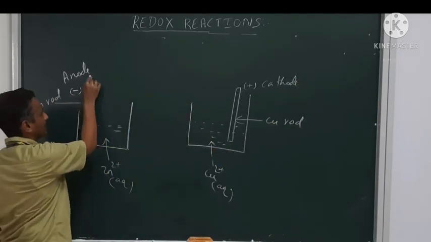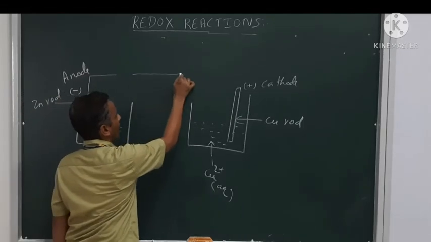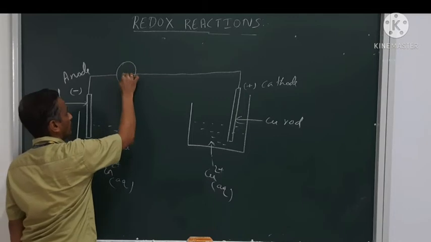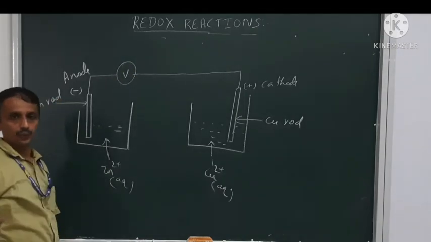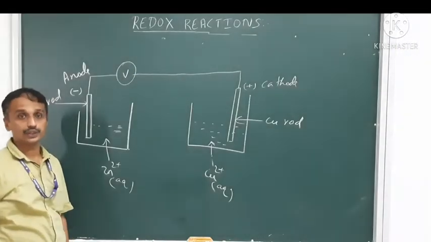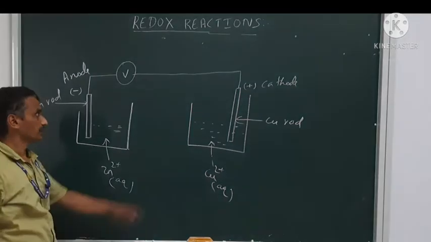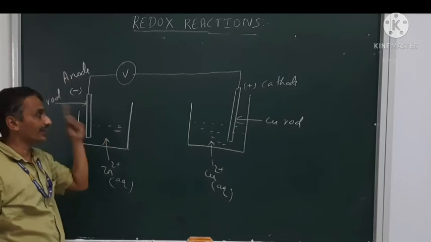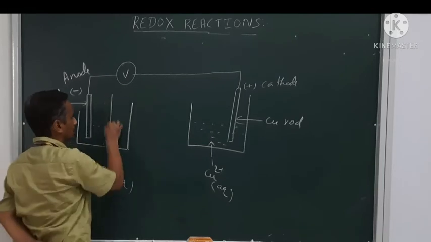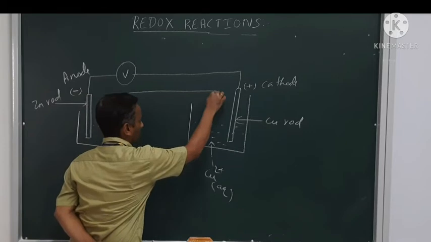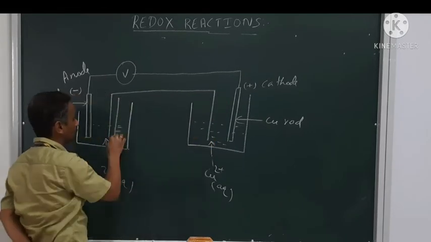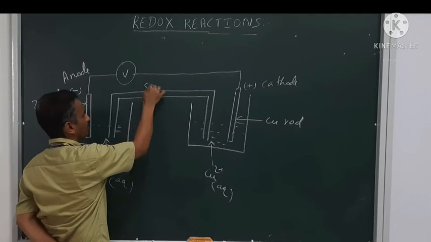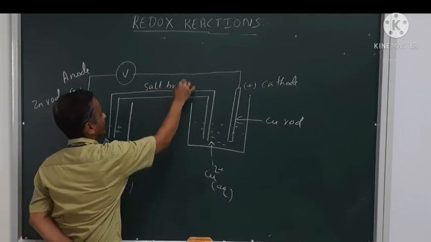Now connect them externally using copper wire having a voltmeter which gives the deflection and shows how much voltage, EMF, is produced. Or instead of this, I can connect a bulb also. Then the bulb starts glowing when the circuit completes. Next, they should be internally connected to each other using a salt bridge.